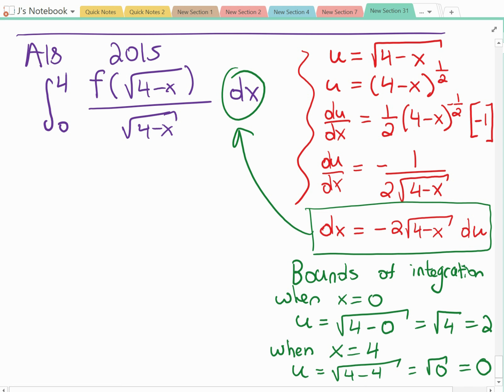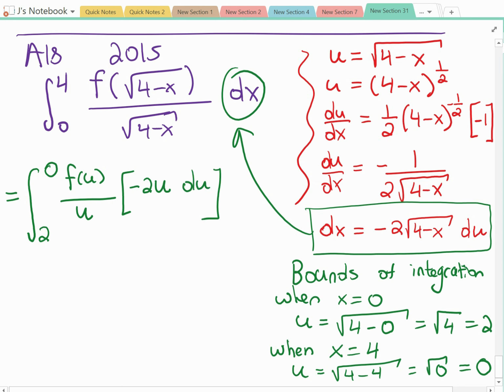So we'll combine all that together to rewrite this. The top bound was 4, and now it's 0. The bottom bound was 0, and now it's 2. We used to have f of the square root thing, now we have f of the variable u. Downstairs we used to have the square root thing, now we have u. And the dx has been replaced by negative 2 times u times du. Since this piece in here, the square root of 4 minus x, this is also u.